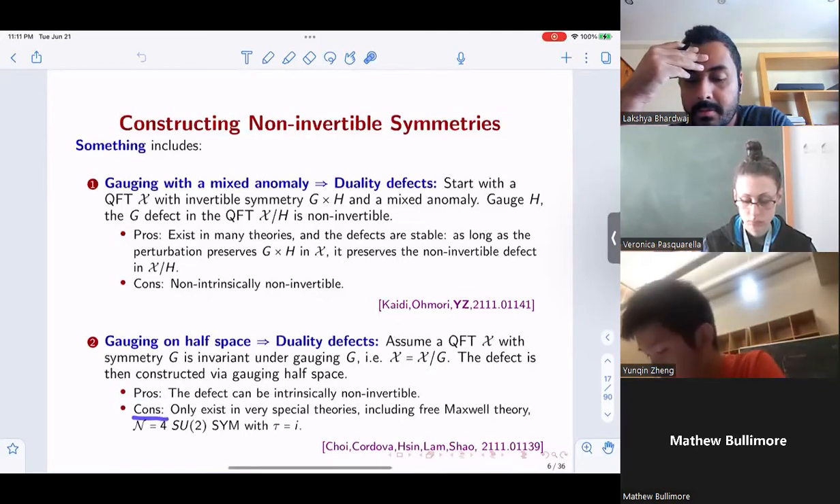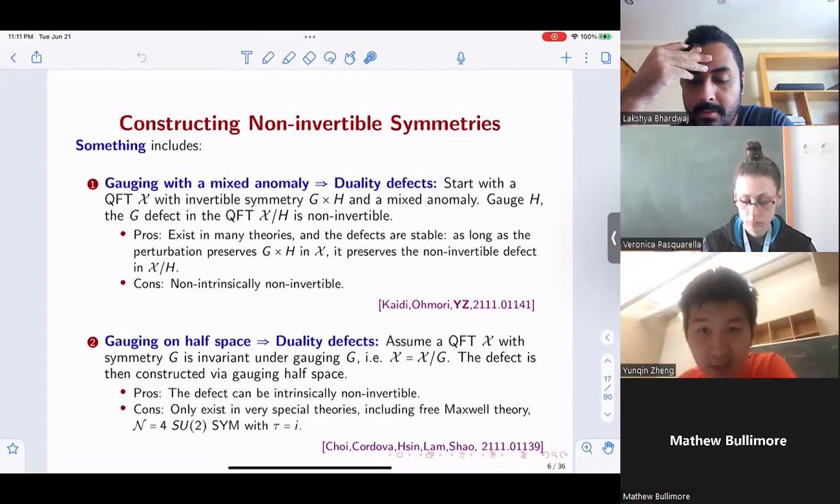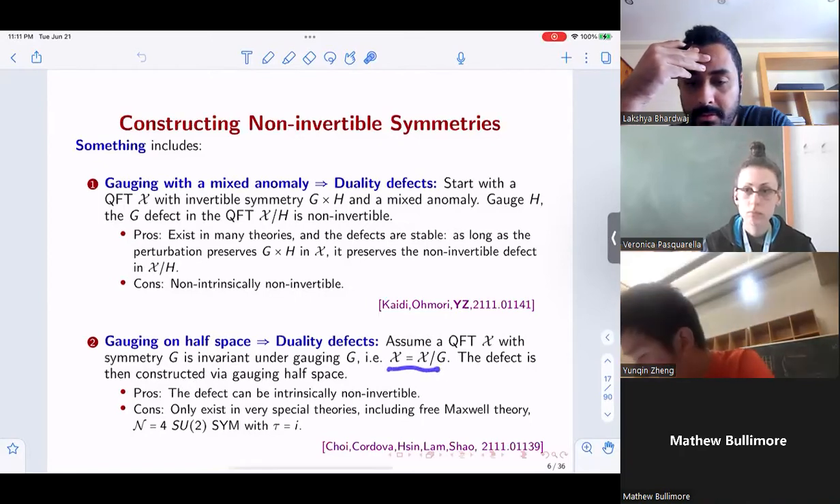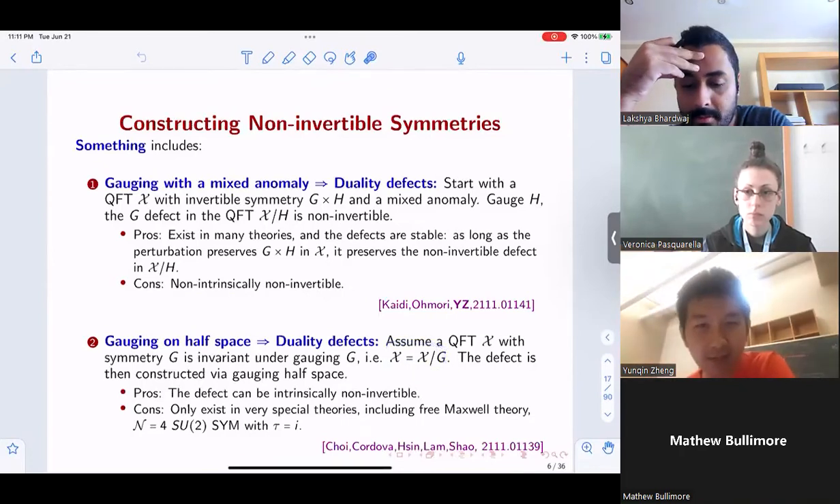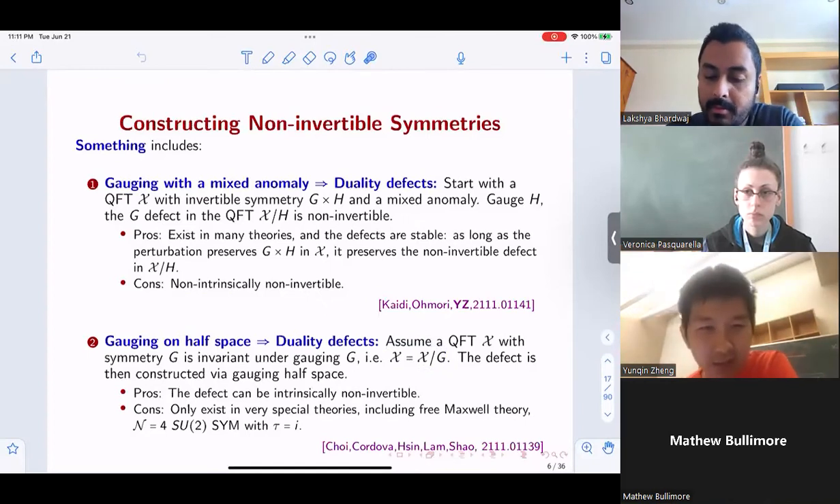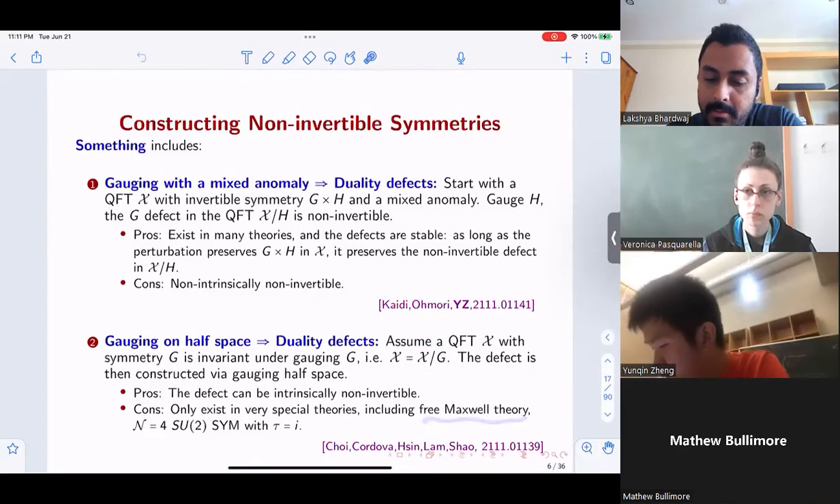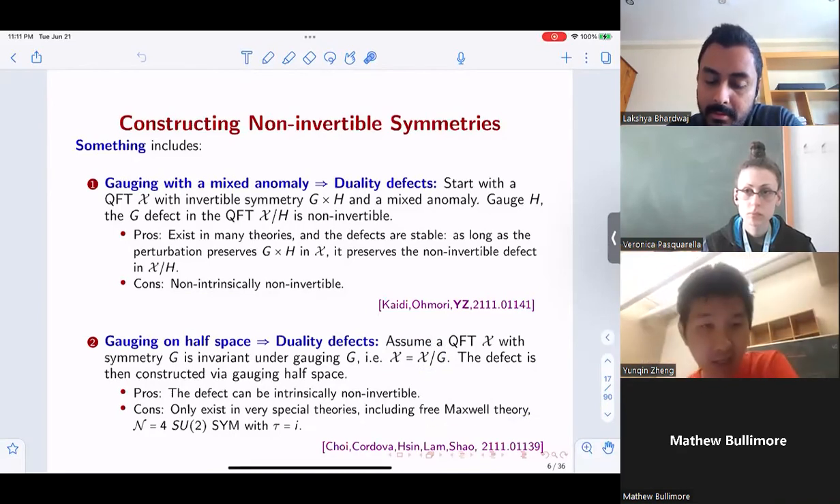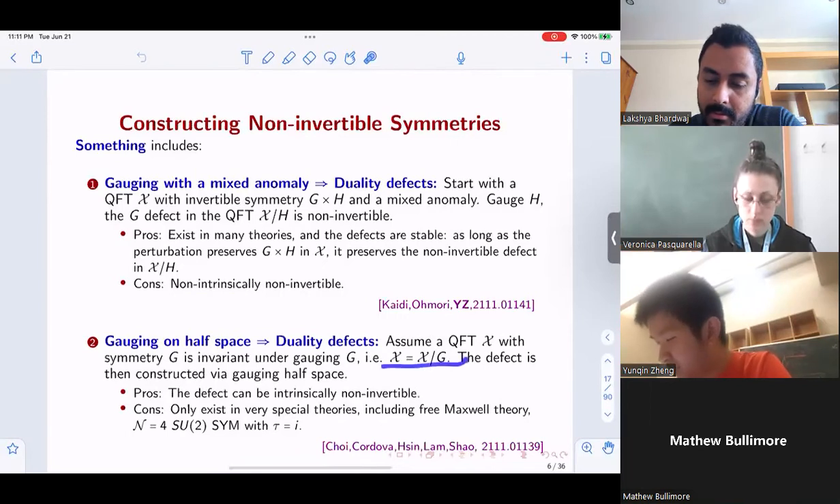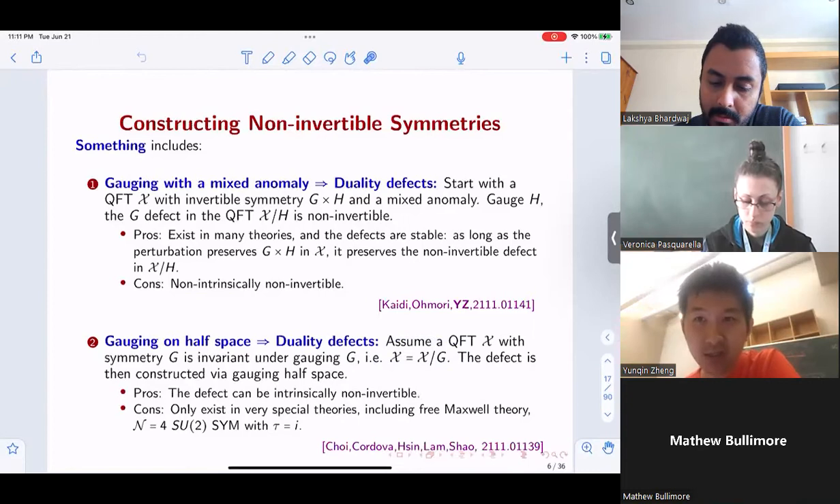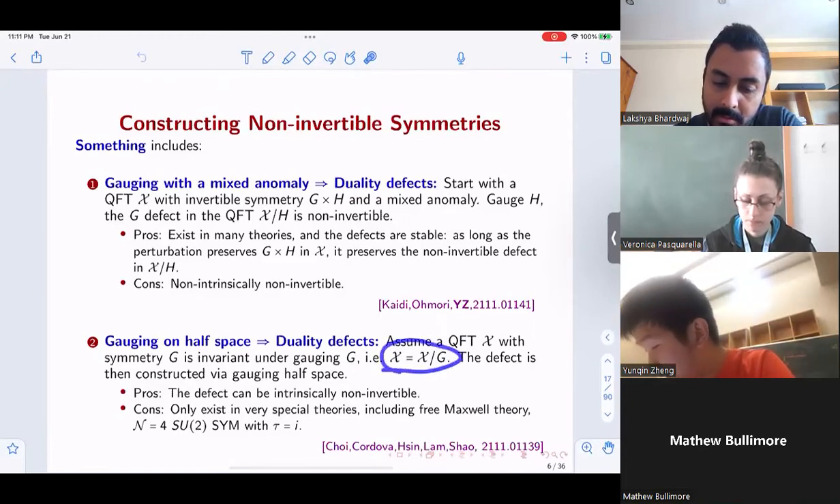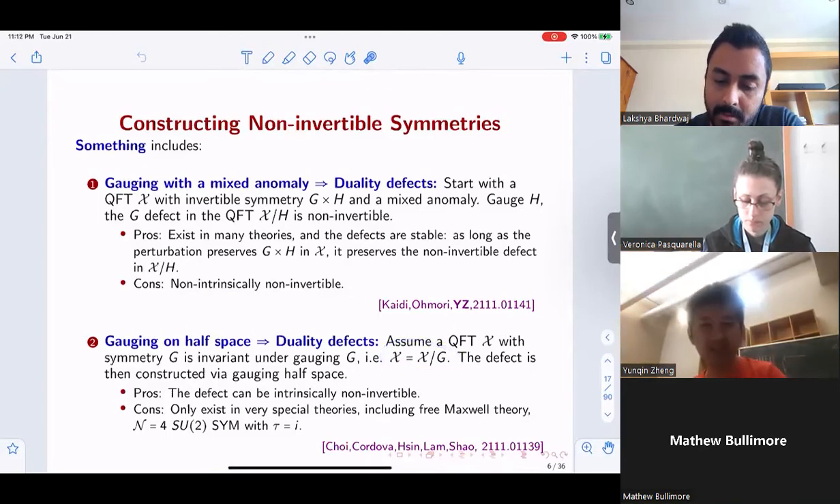The disadvantage of this construction is that theories satisfying this property are very limited. So far we know examples like the free Maxwell theory with some special choice of the coupling constant, and N equals 4 super Yang-Mills theory with some special choice of coupling constant. And it's not easy to turn on some perturbation which preserves this self-duality condition. So the theories that satisfy this condition come in discrete ones, not continuous families.